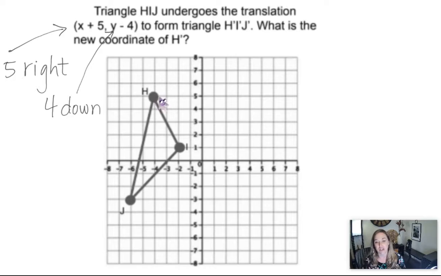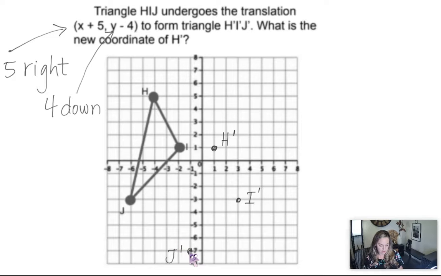And the way you do that is I take my cursor here, and I'm going to count 5 right, 1, 2, 3, 4, 5, and 4 down, 1, 2, 3, 4. And my new coordinate of H ends up right there at (1, 1). So I'm going to label it H prime so that I know that's my new point that I have just translated. And then I can go to I, and I do the same thing. You go 1, 2, 3, 4, 5, and down 1, 2, 3, 4. And that is our new I, which we'll call I prime. And then the last one is J. You go 1, 2, 3, 4, 5, then 1, 2, 3, 4 down, and we end up right here.